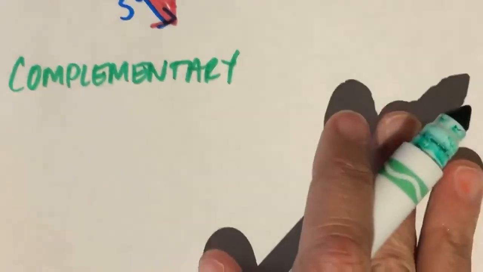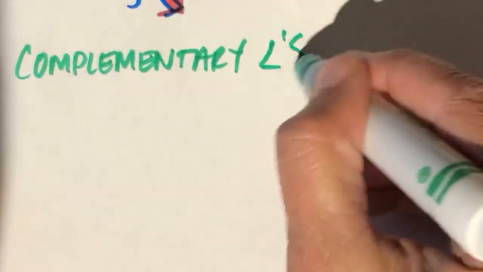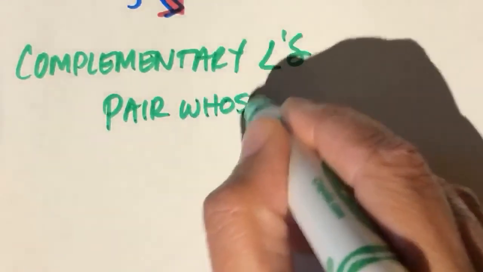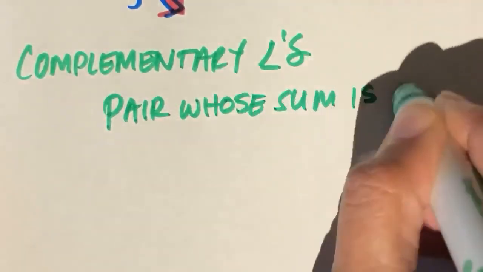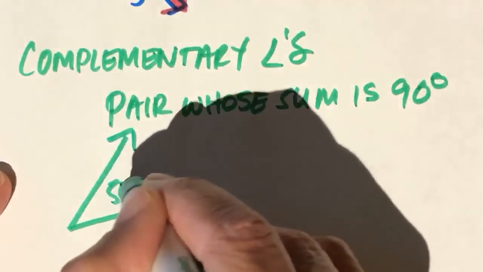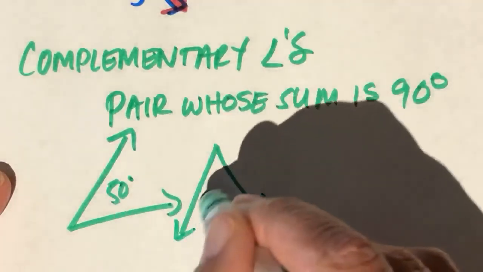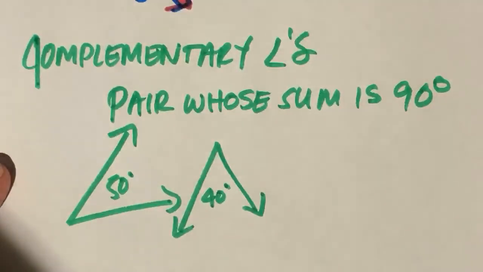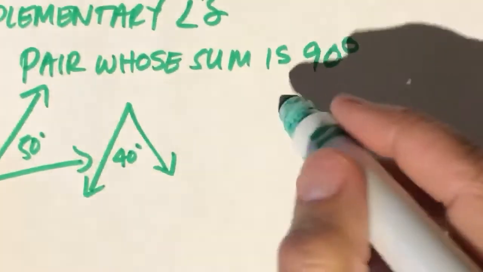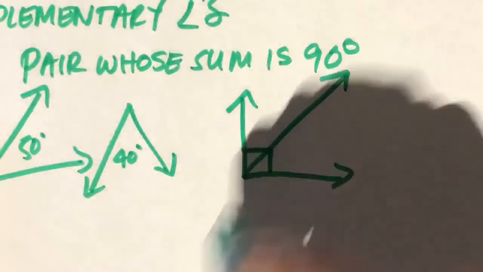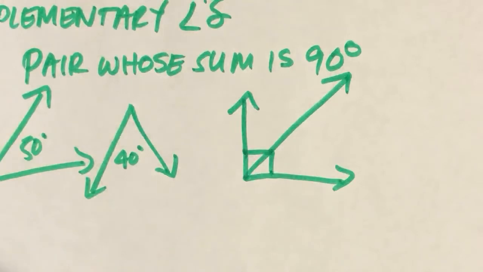Okay, complementary angles. Remember, complementary angles are a pair whose sum is 90 degrees, okay? So these two angles, 50 and 40, those are complementary. Remember, you can change the C to a 9. Those are complementary. What do two adjacent complementary angles make? A right angle. Okay, all right.